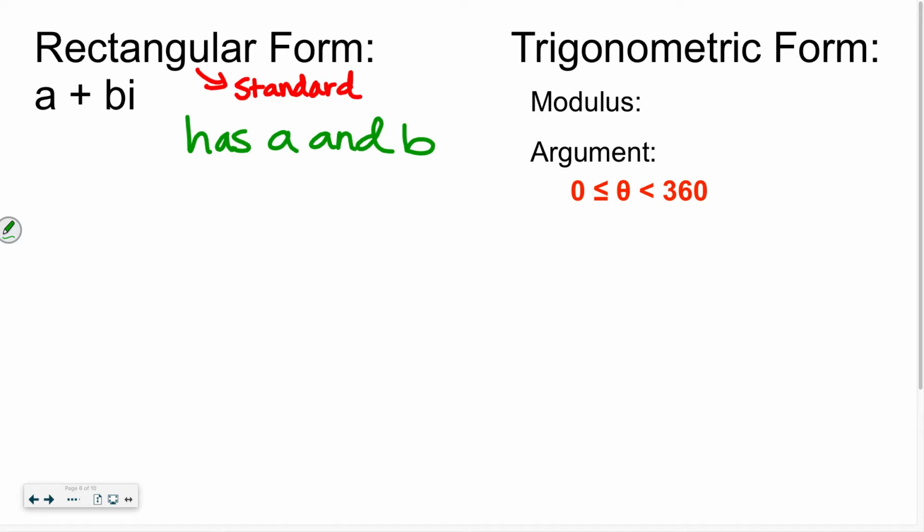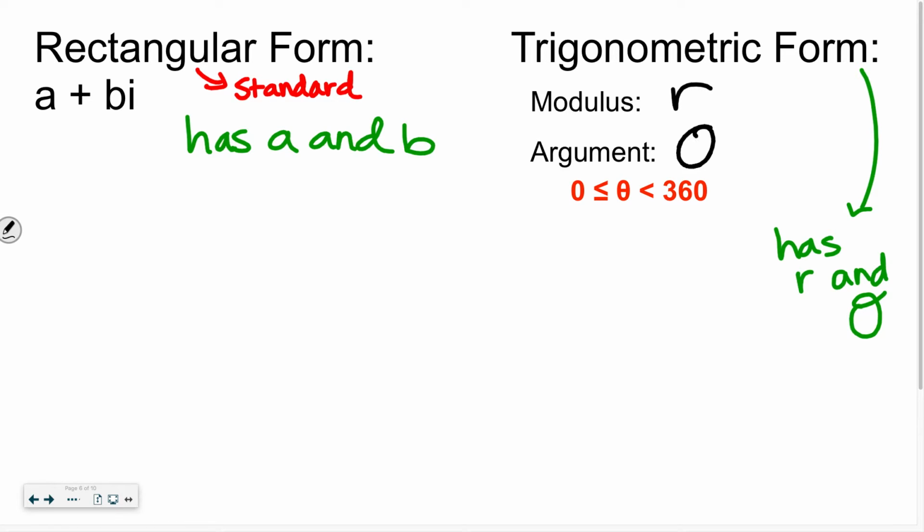When we switch to trig form, instead of having an A and a B, it has r and theta. So it's written in a different form and uses different values. It's not going to use the left, right, up, down. It's going to use rotation, the angle, and distance, the r. Now, we call r and theta modulus and argument.